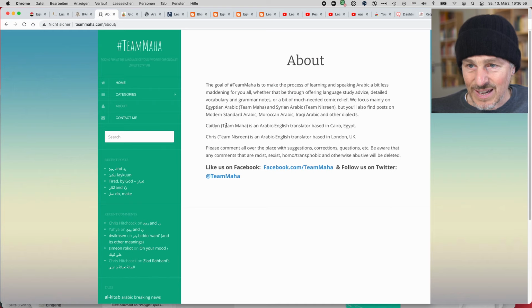So we have Caitlin and Chris. Yeah, Team Maha and Team Nasreen. So these are the two. One is based in Cairo, Caitlin. And the other, Chris, in London, UK now. They do a great work here.